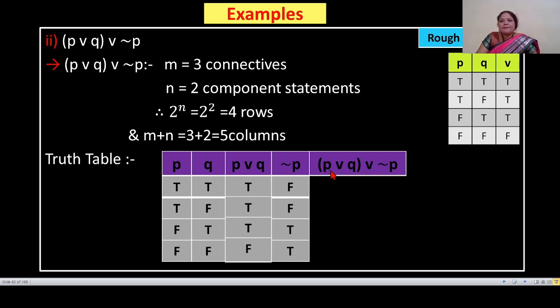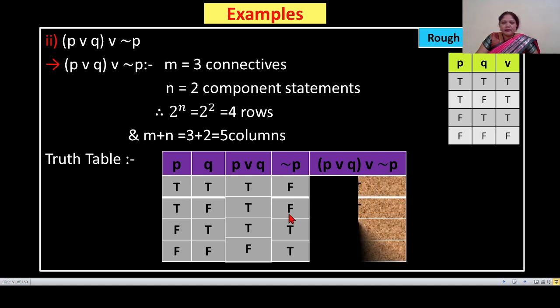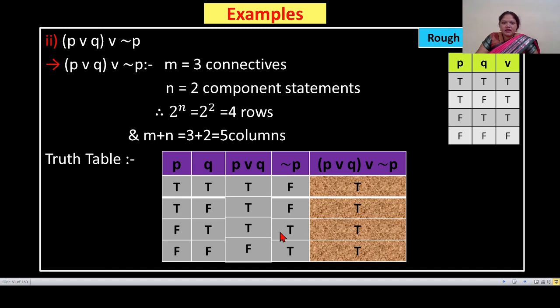And the last column is P or Q, disjunction negation P. The third column is P or Q, and the fourth column is negation P. There is a disjunction of the third and fourth column. A disjunction is true in all cases except when both statements are false, then their disjunction is false. Therefore, T or F is T, T, T, F, T.